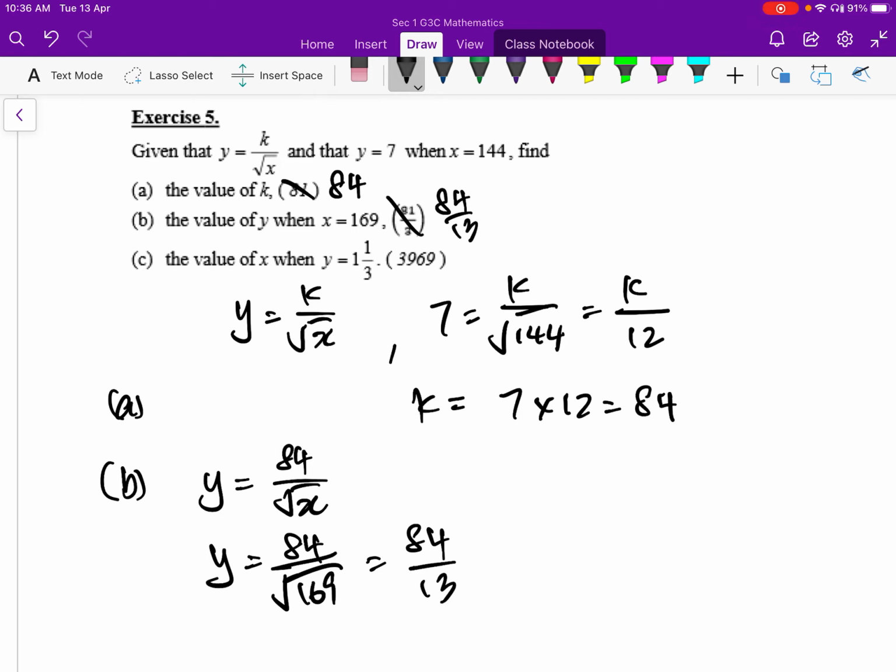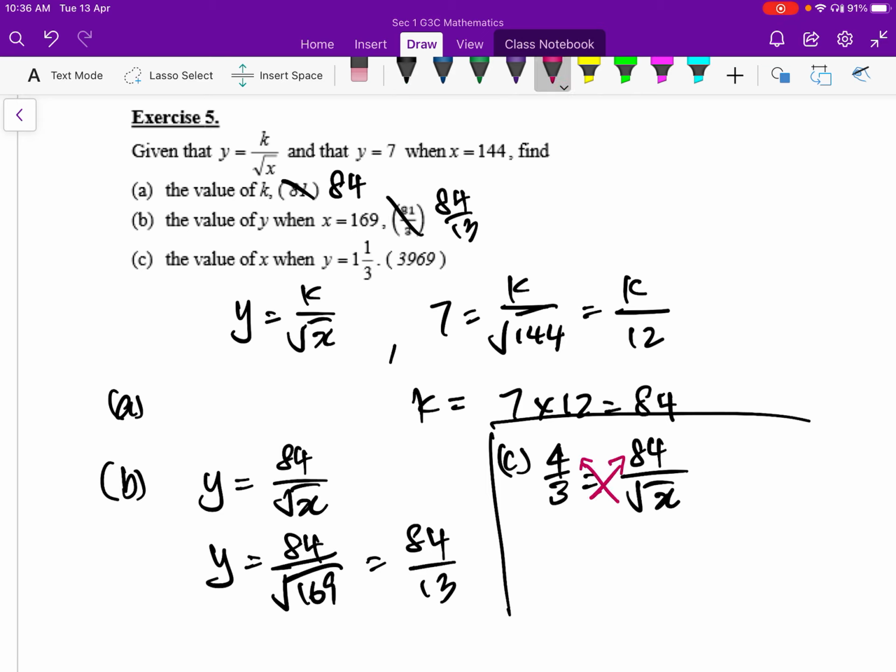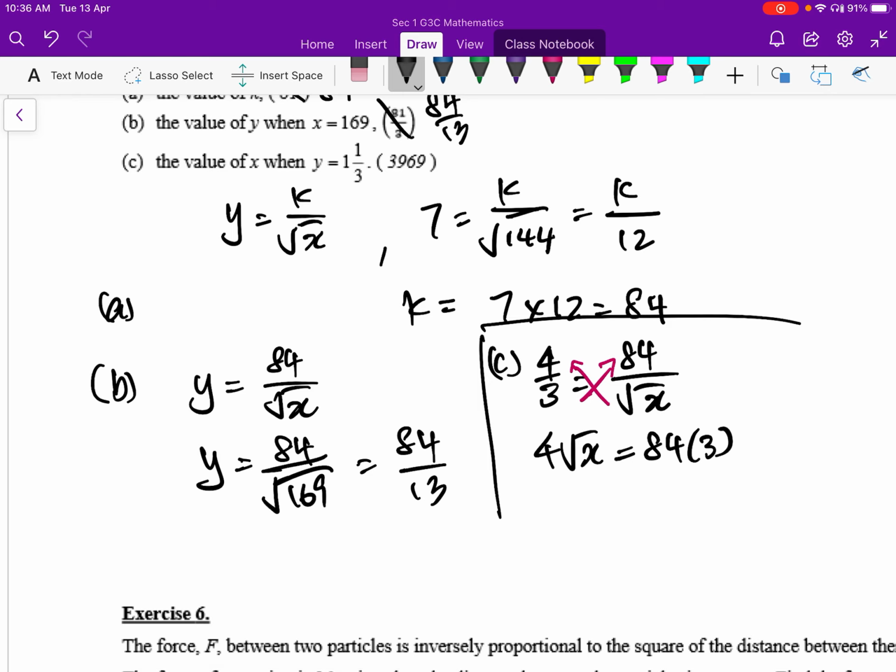And then the last part, C. Find the value of x when y is 1 and 1/3. 1 and 1/3 will be 4 over 3. So 4 over 3 equals 84 over root x. So in this case, we can multiply this way. So 4 root x equals 84 times 3. Then root x will be 21 times 3, 63.